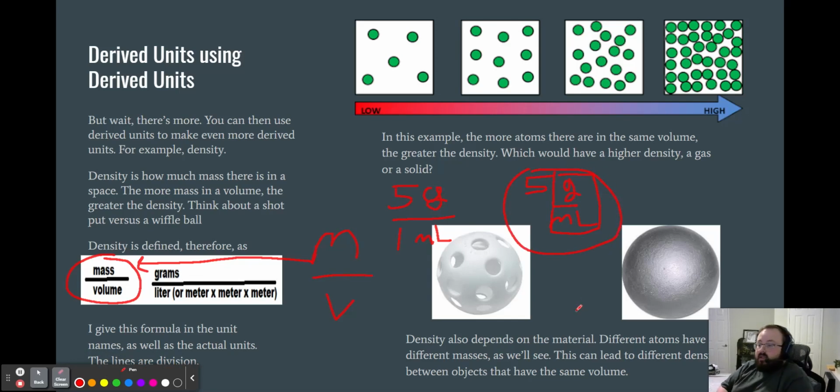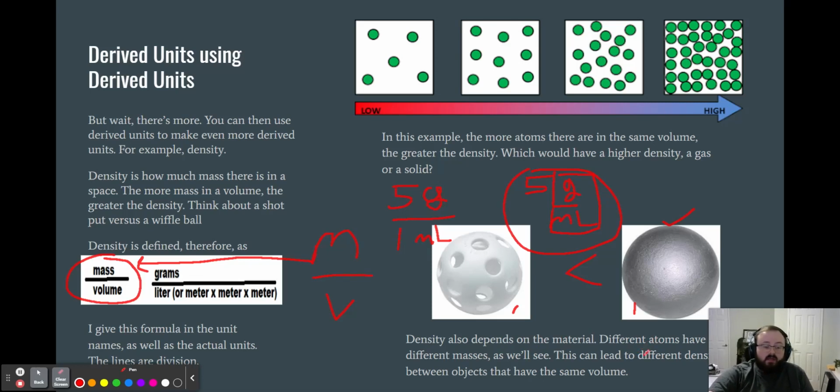And we can see density if we take the comparison between a wiffle ball, so this is a wiffle ball, and a shot put made out of pure metal. If they were the same size, we know that the mass of this metal is going to be much greater than the cheap plastic. So the density of this shot put is much, much higher than the wiffle ball. So that's what happens when you take how much mass there is in the same volume. And we'll get into why that happens.